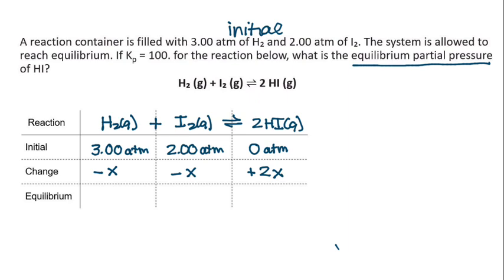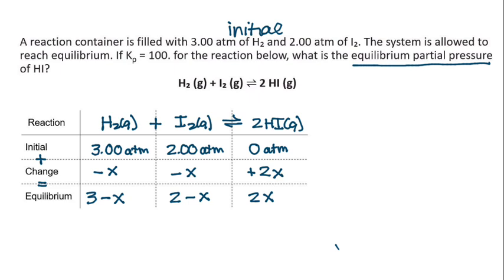Okay, so now we add down here: initial plus change is going to equal the equilibrium amount. We're going to drop some significant figures here just to make it easier to write. That means that the equilibrium amount of H2 will be the 3 we started with minus however much we lose to x. I2 will be 2 minus x, and the equilibrium amount of HI will be 2 times x.